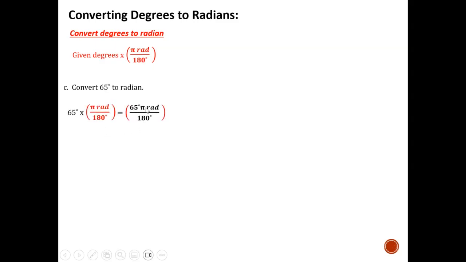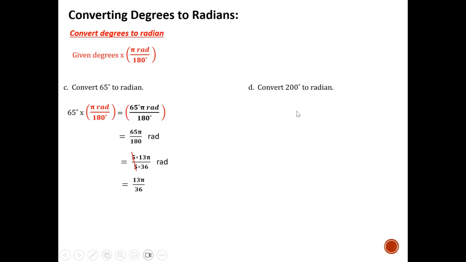So it will give us 65 degrees times pi radian over 180. 65 times pi over 180 because the degrees cancel. 65 is 5 times 13, and 180 is 5 times 36. So the 5s cancel, and I'm left with 13 pi over 36. That's a conversion.